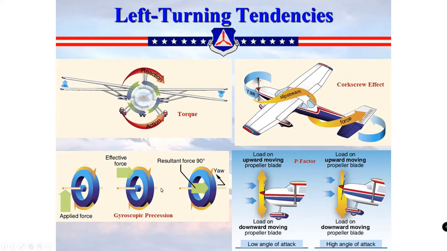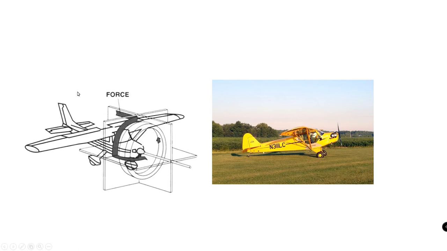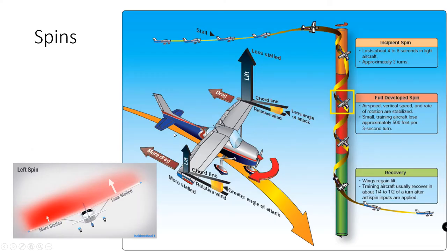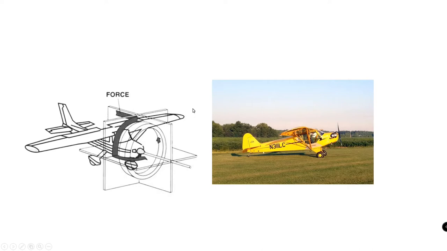Now I want to go over gyroscopic precession. Again, this doesn't really pertain to us, but it pertains more to tail draggers. So this next one, we have a force going this way, right? Why? Because we have the tail. As the tail goes up, that's the spin. Well, hey, we're almost done.